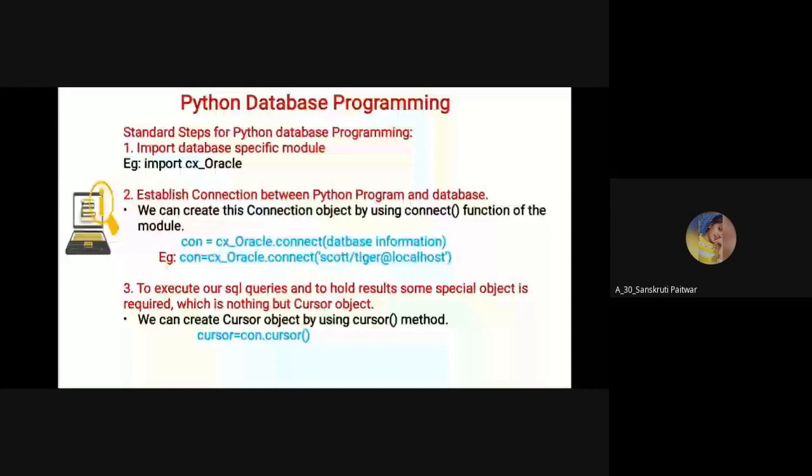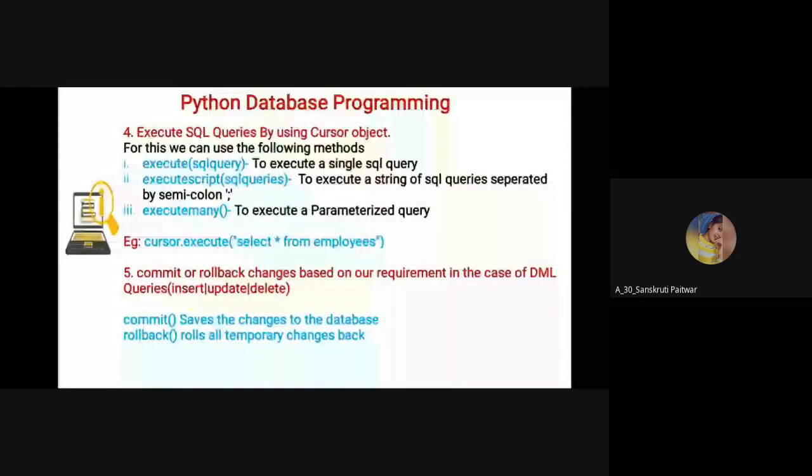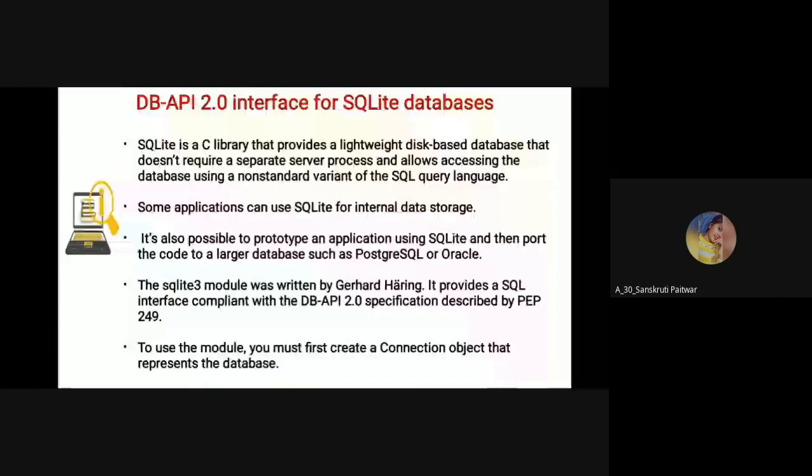Okay, I will move to the next point. So this is our syllabus point: database or DB API 2.0 interface for SQLite database. Up to now, whatever we covered is the basics for any database. Now this is our actual syllabus point.